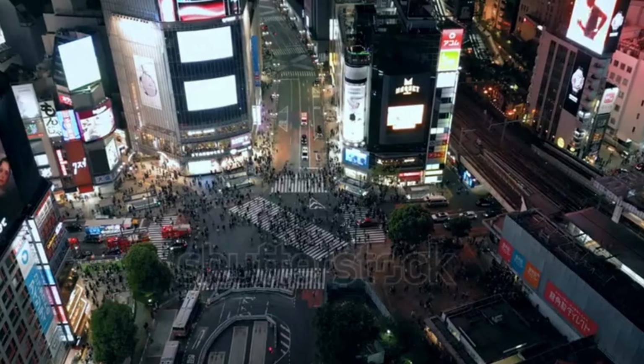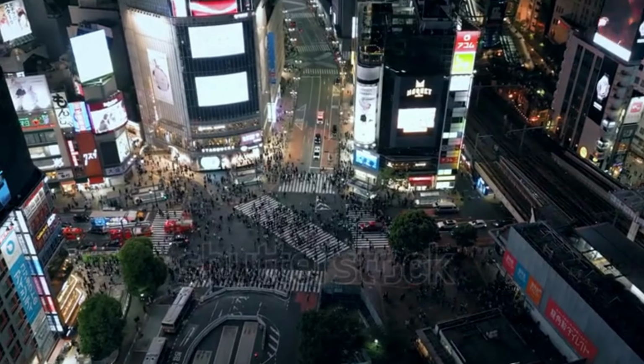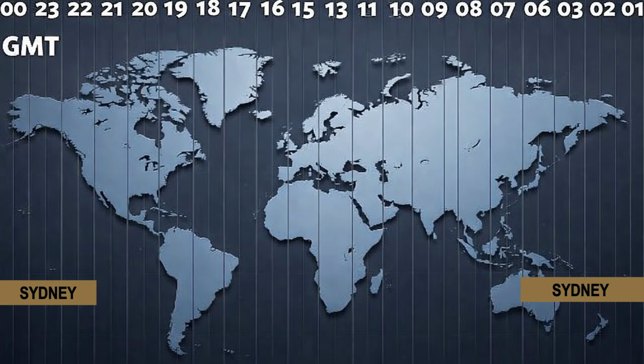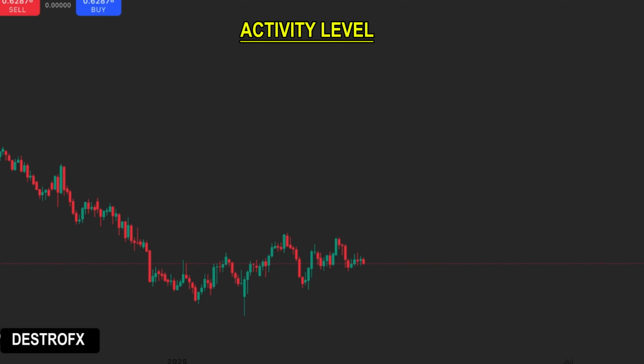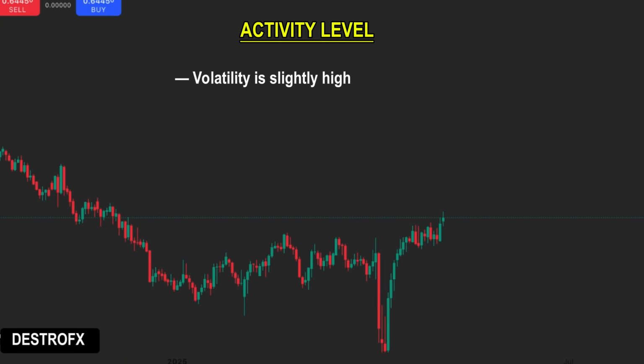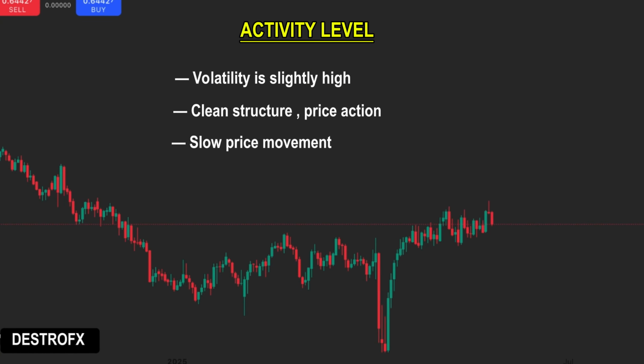The second session is the Tokyo session, also known as the Asian session. The Tokyo session opens at 1 a.m. and closes at 10 a.m. The most recommended pairs during this session are those involving the Japanese yen. Market activity here is medium, meaning volatility is slightly higher than Sydney, but still calmer compared to the London and New York sessions. This session often produces clean, structured price action, making it suitable for range trading and disciplined setups.